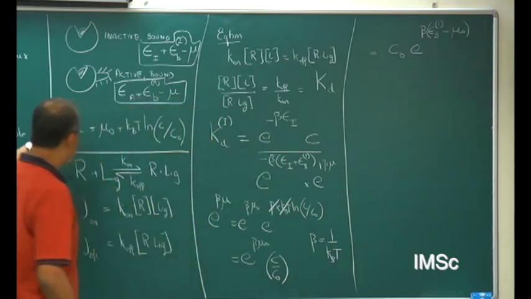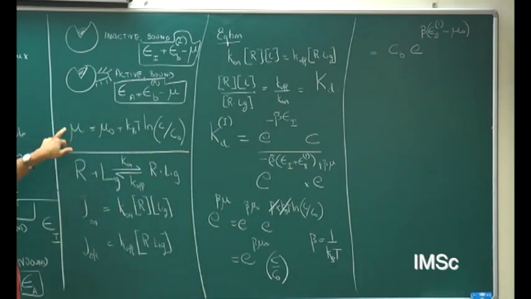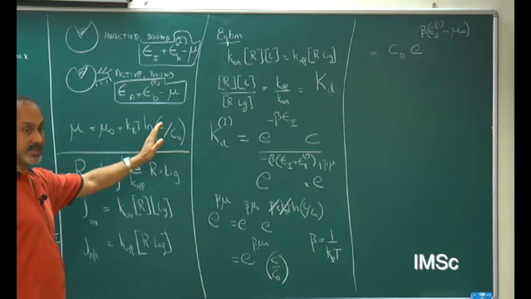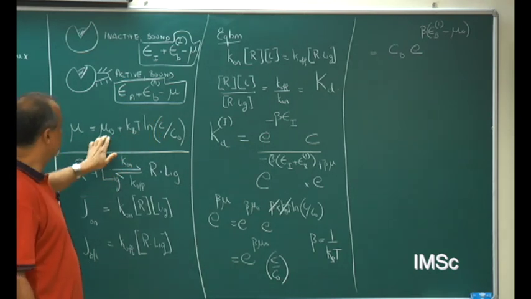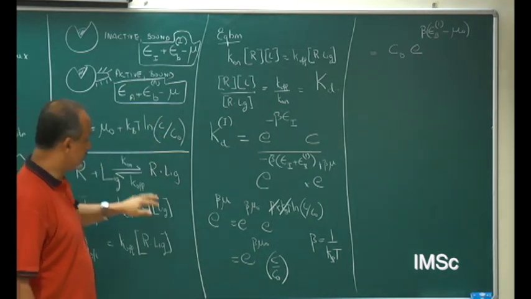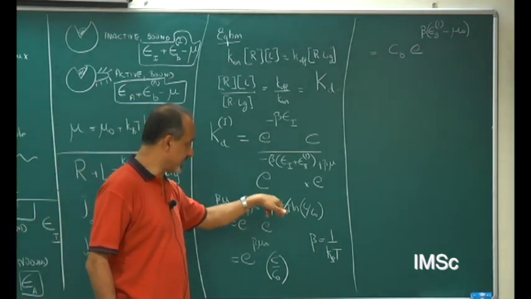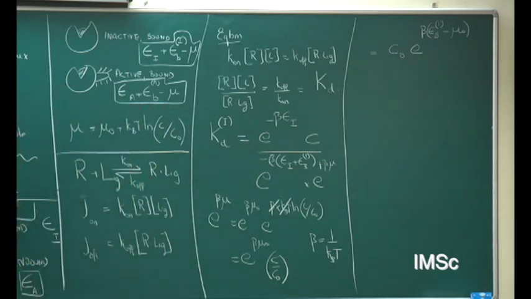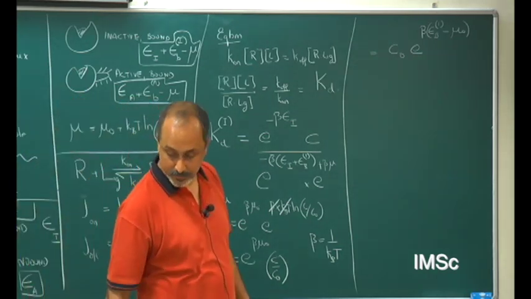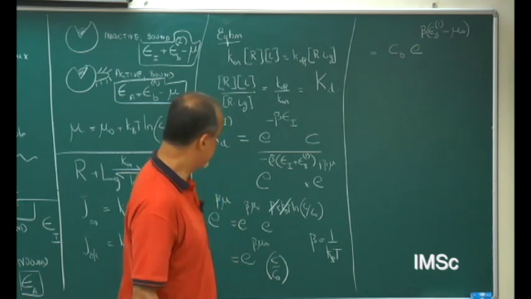This I just substituted from here. So e to the power beta mu is e to the power this quantity on the right hand side, which is e to the power this into e to the power this. This is the first term here. The second term is this. I can cancel these factors and get the log C by C naught. Okay?